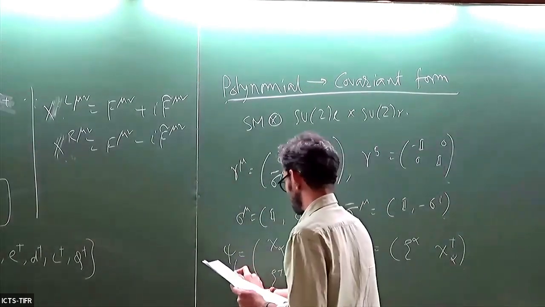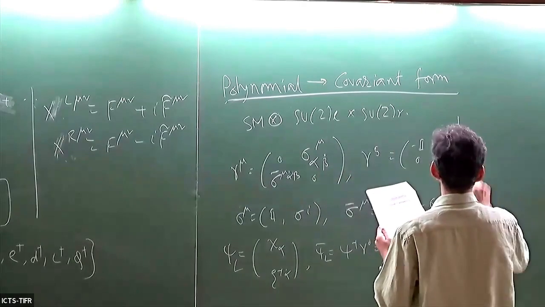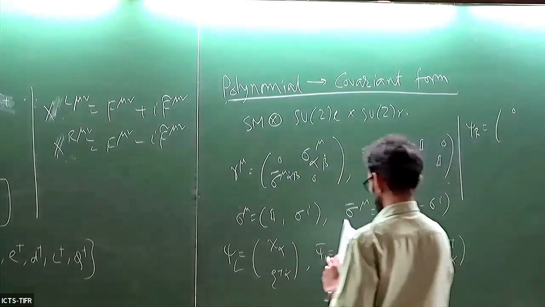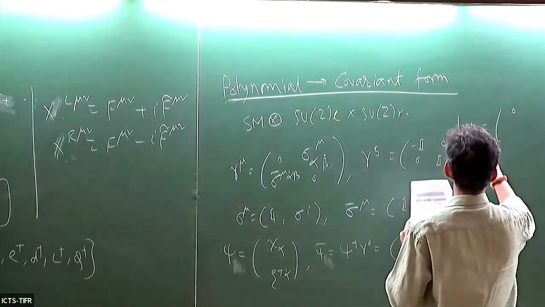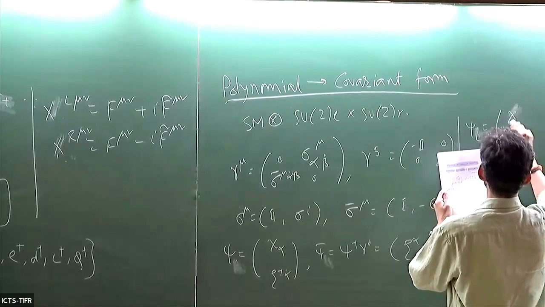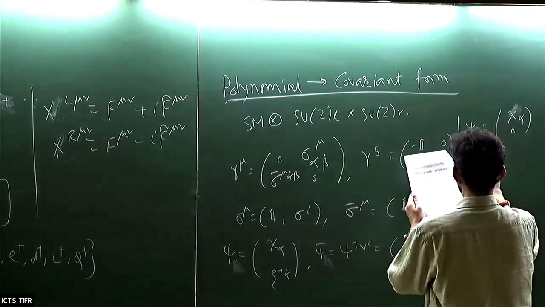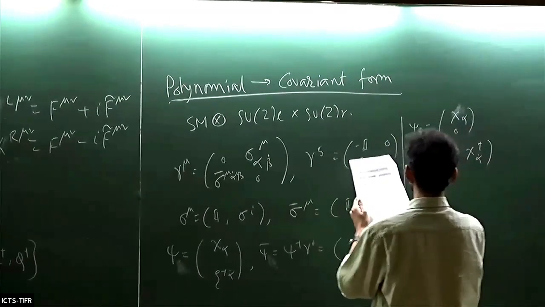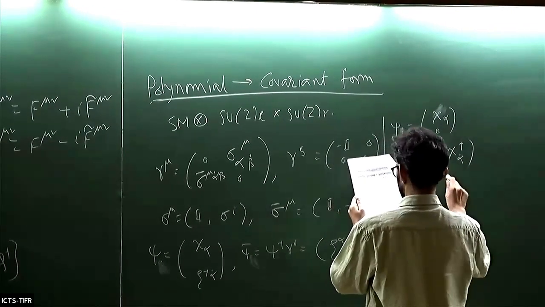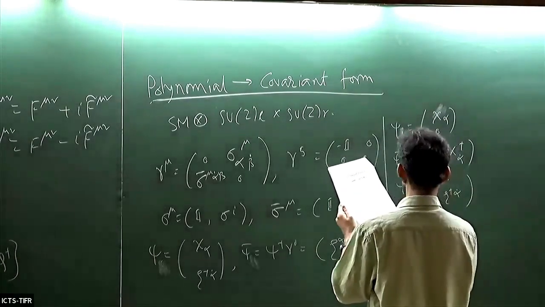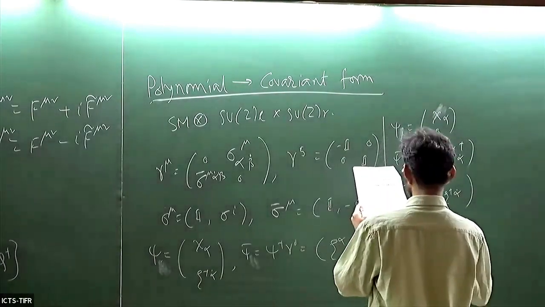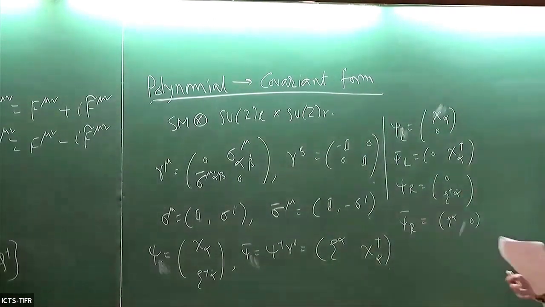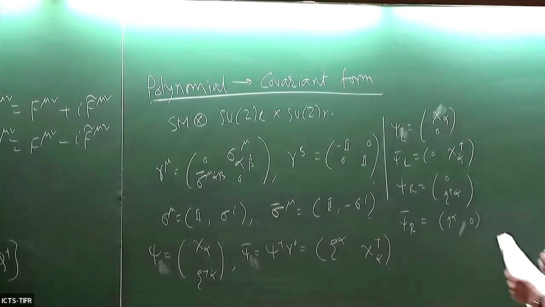So this is my left-handed object, and then psi r, sorry, this is now my psi l is chi alpha, 0, psi l bar is 0, chi alpha dot dagger, psi r is 0, eta dagger alpha dot, psi r bar is eta alpha, 0. So in this way we can define the 2-component notation.